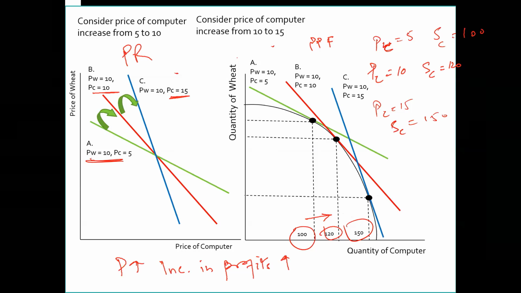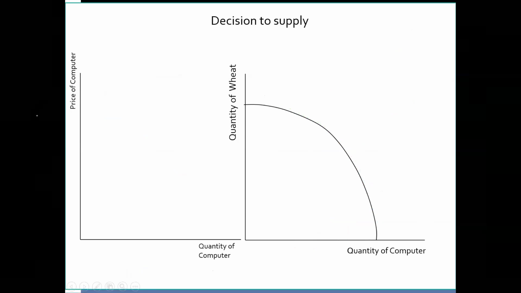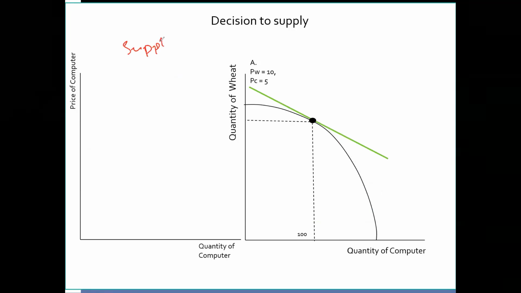So if you draw them together, let's see what happens. Let me clear the diagram. So this means that price led to quantity rise. Okay. So let me draw it again in clear form. Now we are comparing price of computer and quantity of computer. It means we are talking about supply, and here it is the PPF and price ratio line.